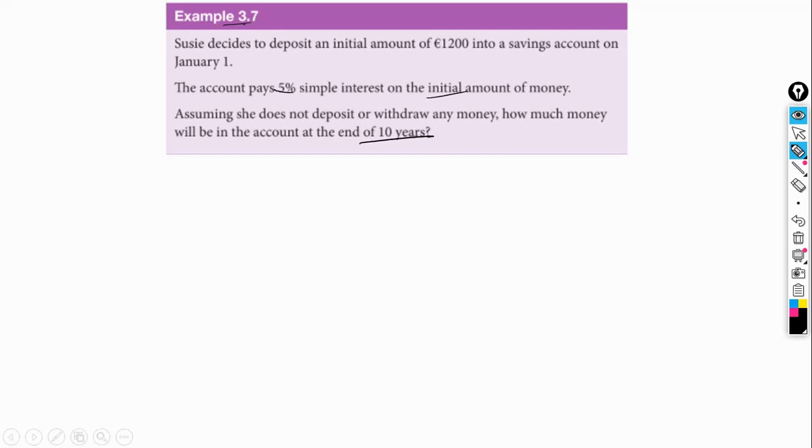So notice that it says 5% simple interest on the initial amount of money. And then she does not deposit or withdraw money, but she's going to get 5% interest per year from the initial 1,200. So that means that we have to find out what is 5% of 1,200. So that would be 1,200 times 0.05, which is equal to 60. So that means that every year she's going to get 60 euros deposited into her account.